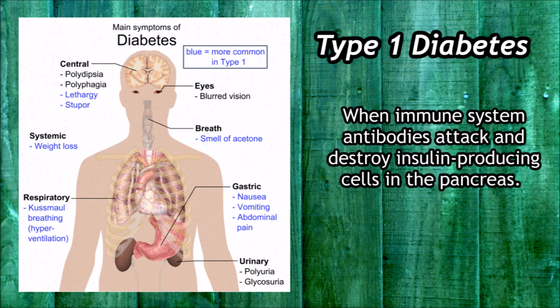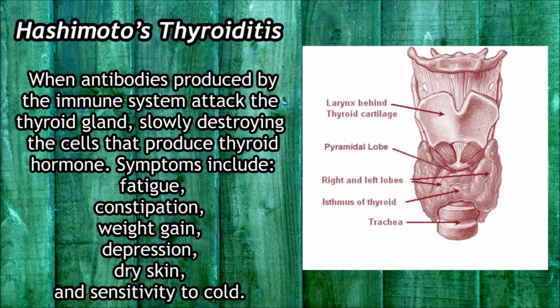Type 1 diabetes, when immune system antibodies attack and destroy insulin-producing cells in the pancreas. Hashimoto's thyroiditis, when antibodies produced by the immune system attack the thyroid gland, slowly destroying the cells that produce thyroid hormone. Symptoms include fatigue, constipation, weight gain, depression, dry skin, and sensitivity to cold.